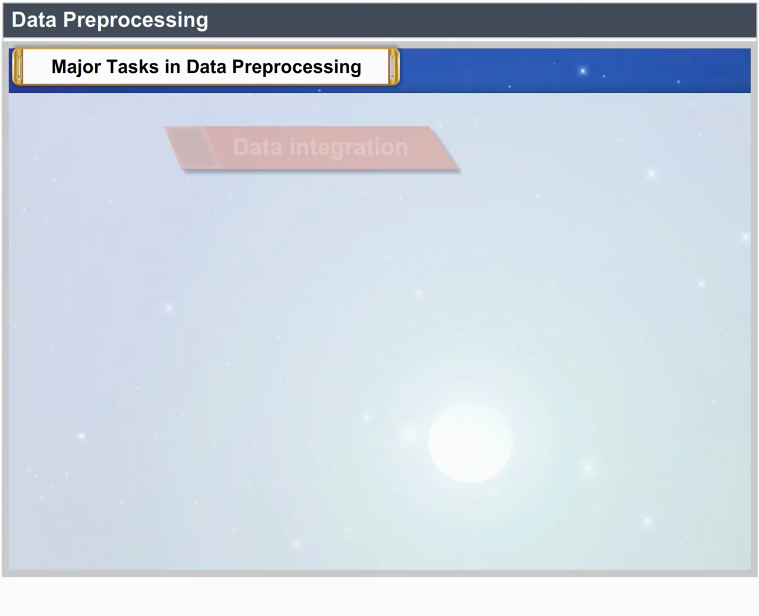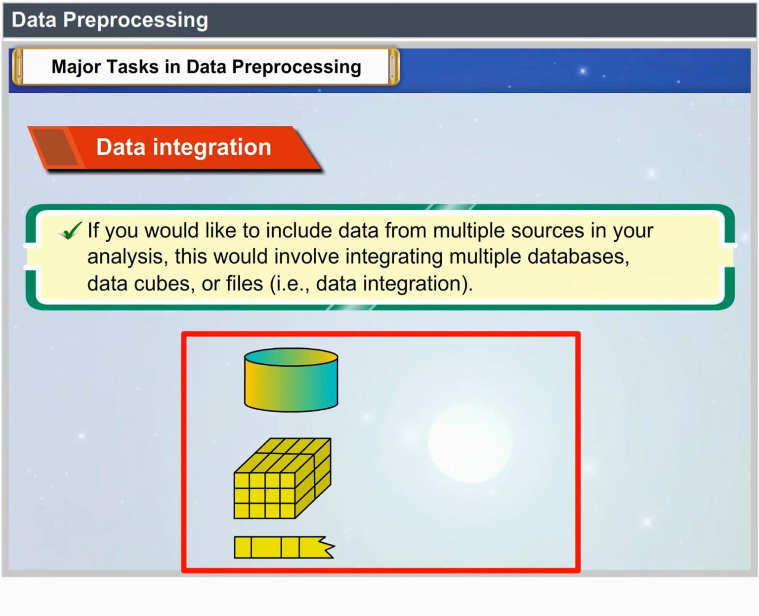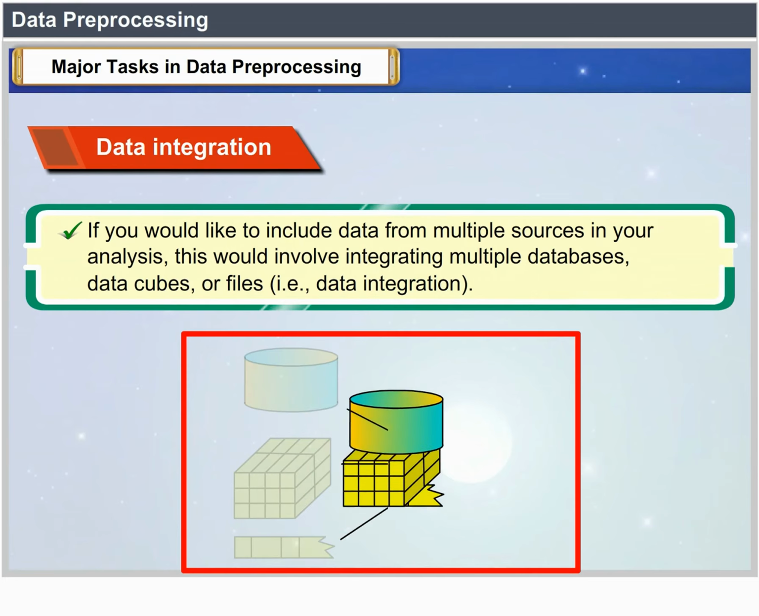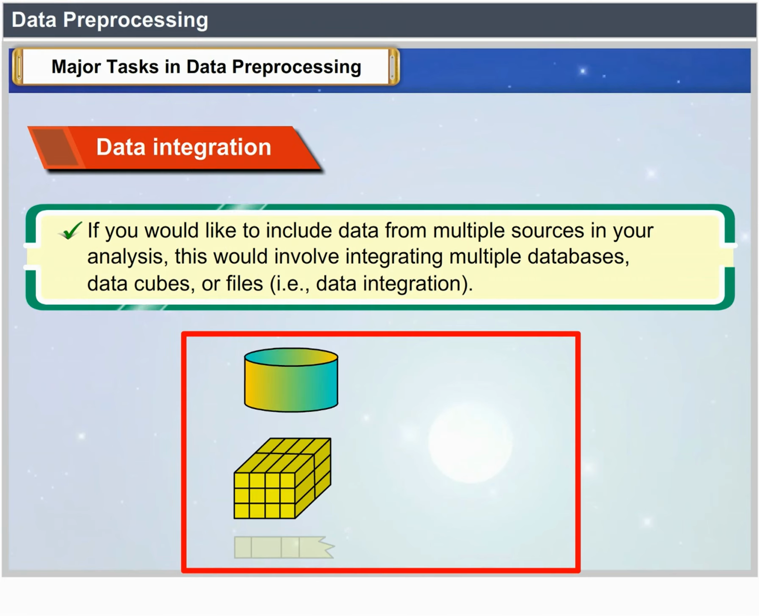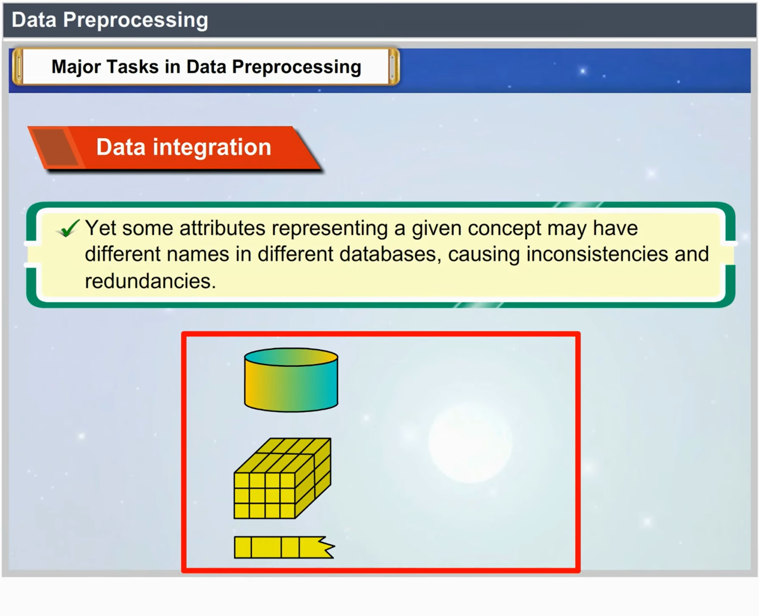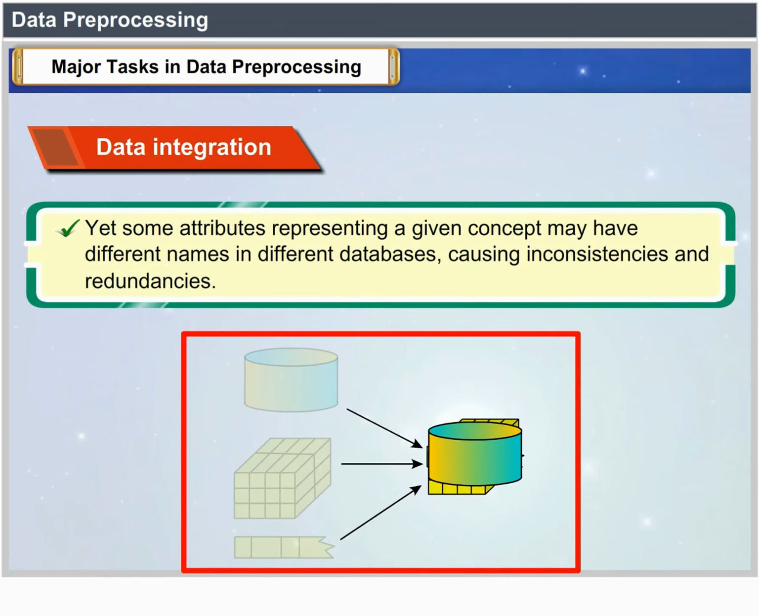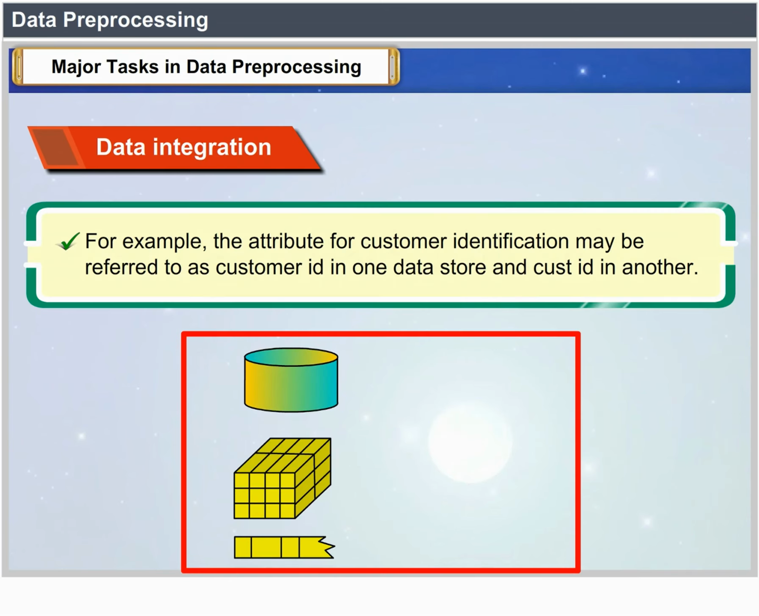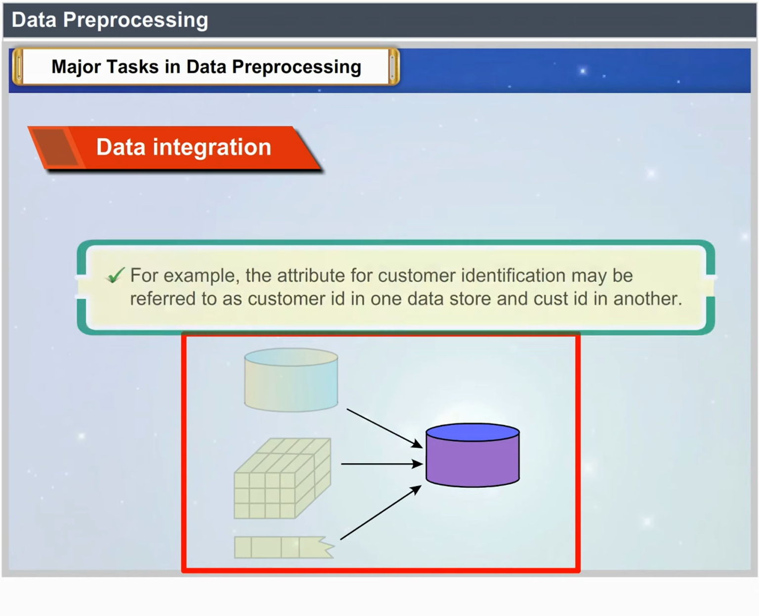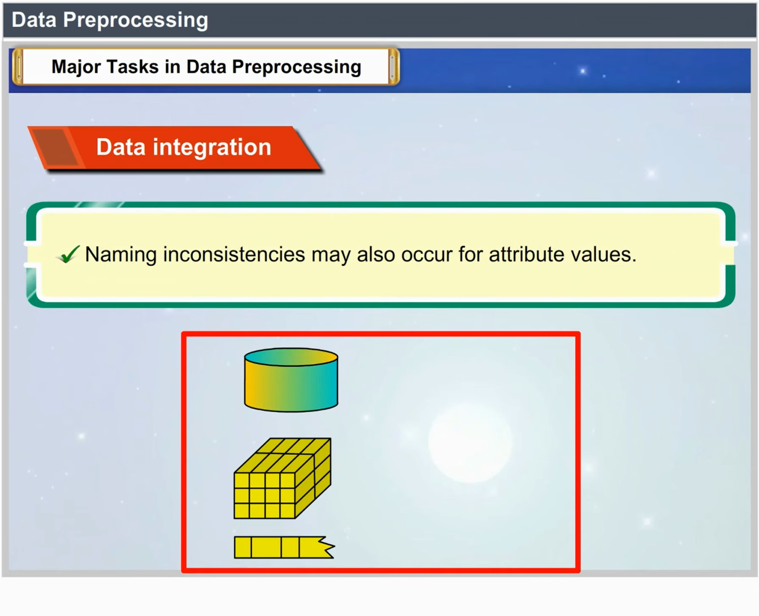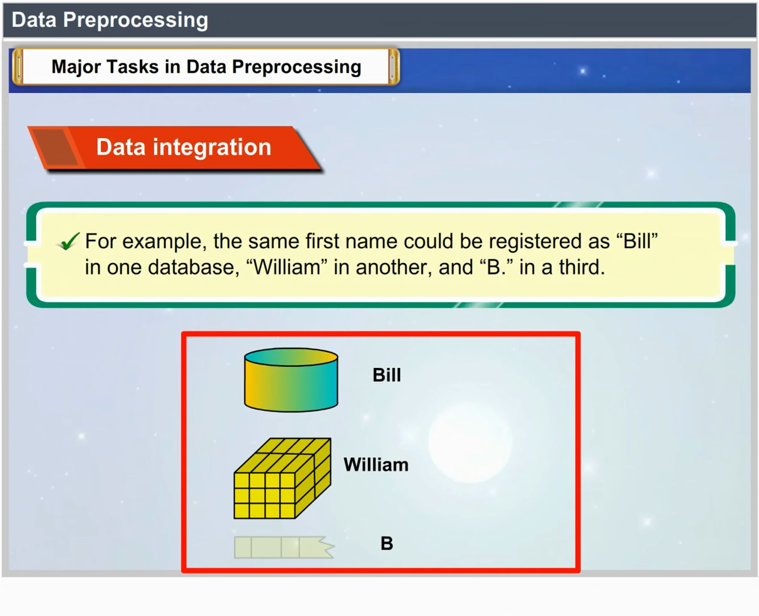Data integration. Suppose that you would like to include data from multiple sources in your analysis. This would involve integrating multiple databases, data cubes, or files, that is, data integration. Yet some attributes representing a given concept may have different names in different databases, causing inconsistencies and redundancies. For example, the attribute for customer identification may be referred to as customer ID in one data store and cust ID in another. Naming inconsistencies may also occur for attribute values. For example, the same first name could be registered as Bill in one database, William in another, and B in a third.